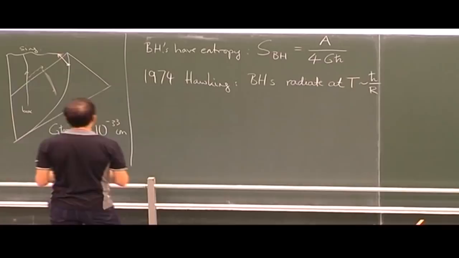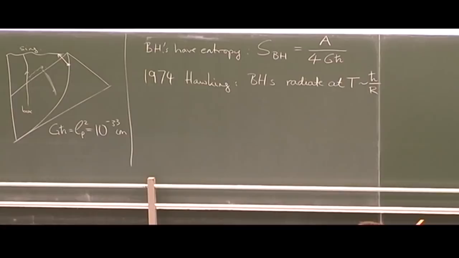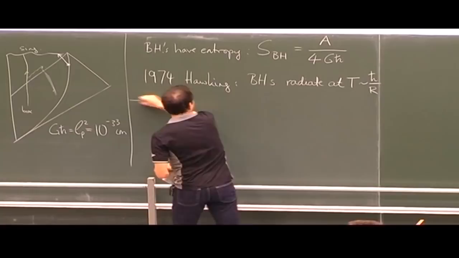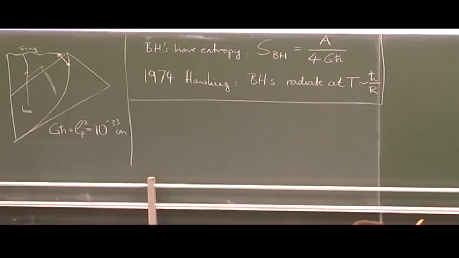But let's get back to Bekenstein and what he was really trying to say. What he was really trying to say is that we have to replace our notion of just matter entropy with something that he called generalized entropy, which includes also the contribution from black holes.